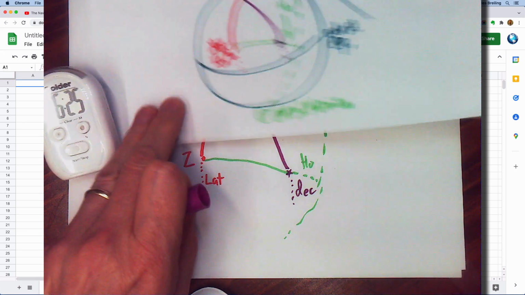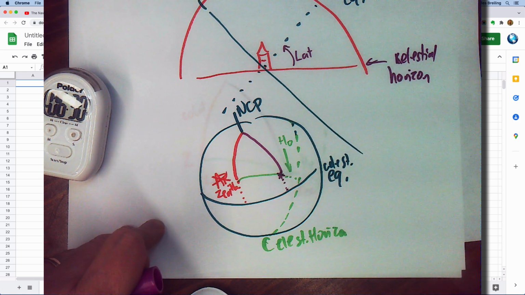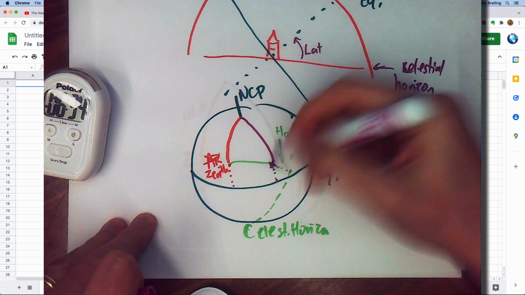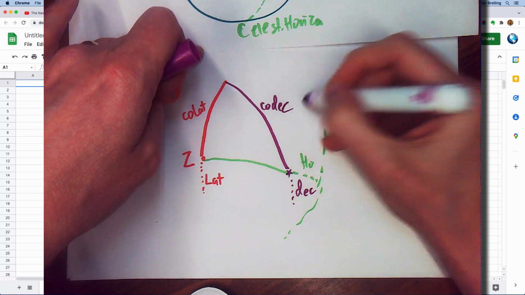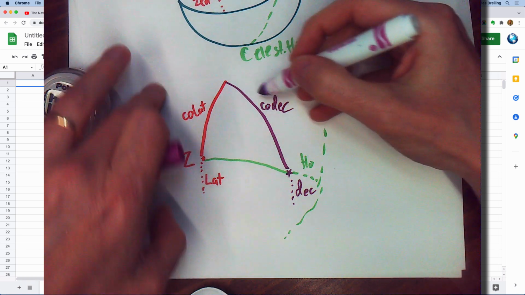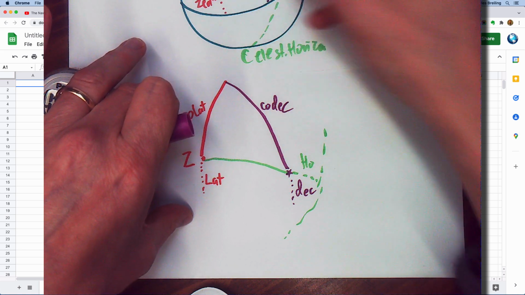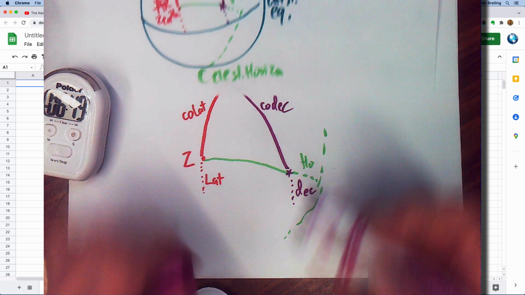Our declination, which is how far the body is above the celestial equator or below, and we're going to talk about that, same versus contrary. So if that's the declination, then this purple line is going to be called CoDec, co-declination, because the CoDec plus dec is also 90 degrees. They are both measured between the celestial pole and the celestial equator.